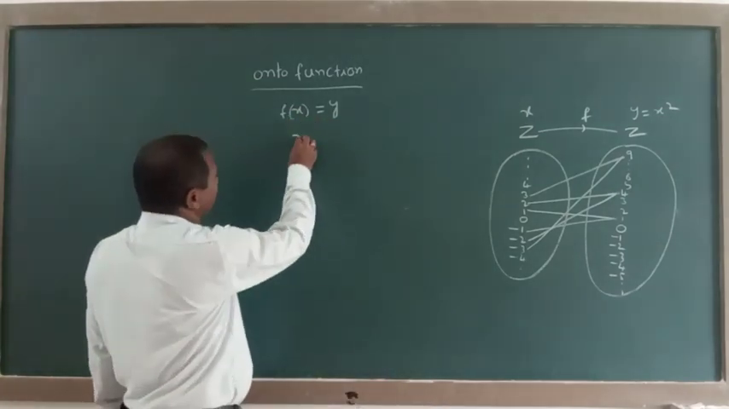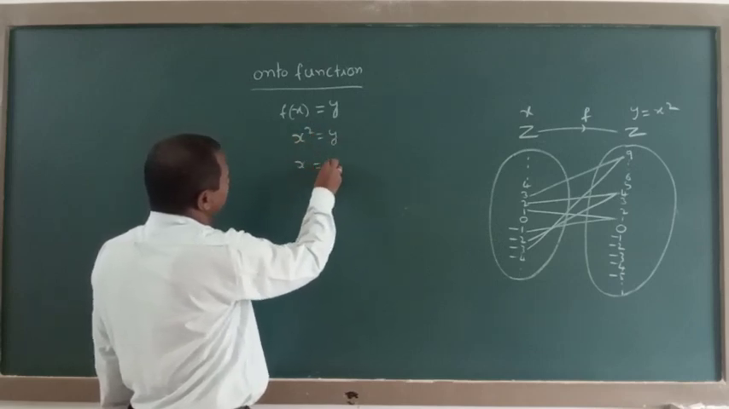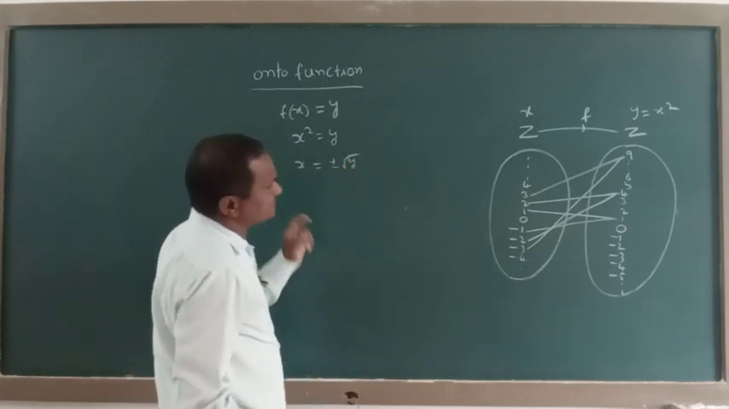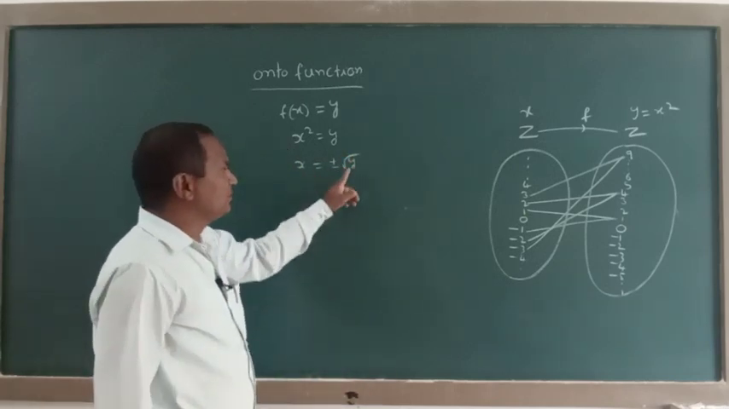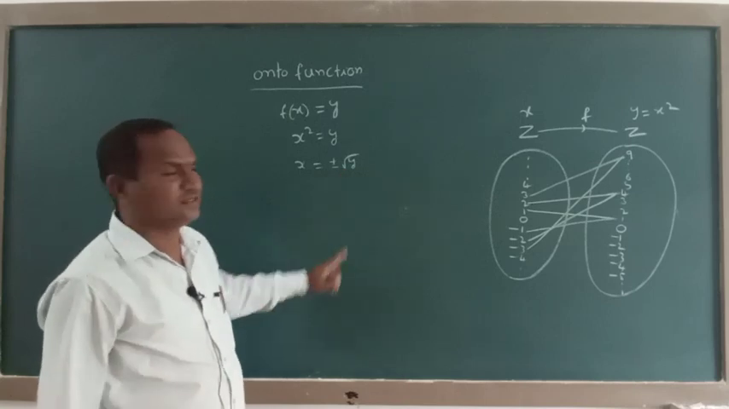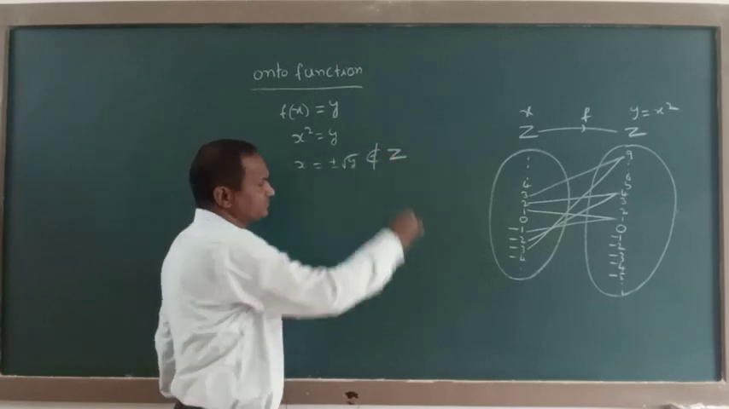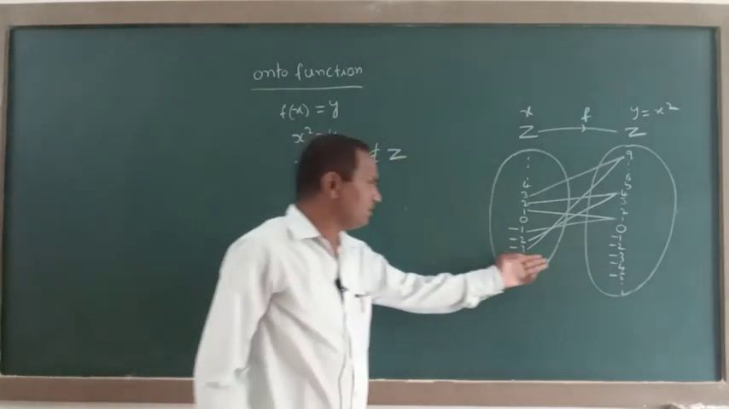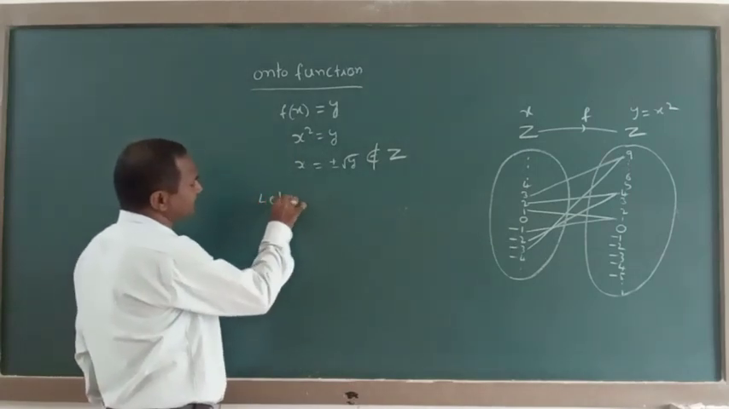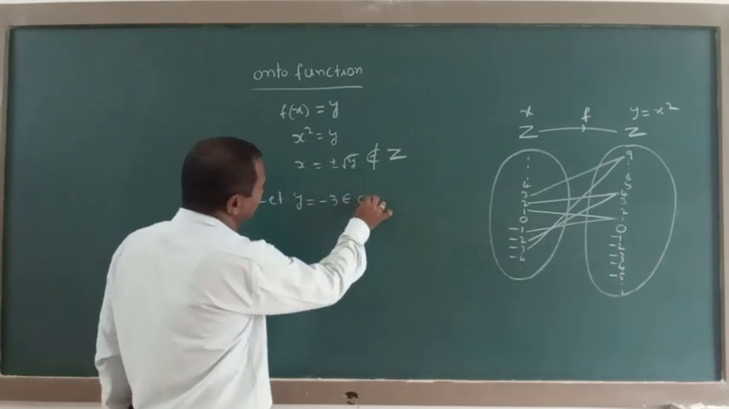F of x is already given as x square is equal to y. So x is equal to plus or minus square root of y. Because this question is defined on Z to Z, we never see such numbers in the set of all integers. So we can easily say that it does not belong to Z. Otherwise, take one example: y is equal to minus 3. Let y is equal to minus 3 belong to codomain Z.